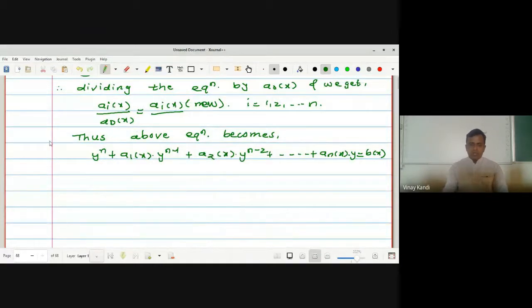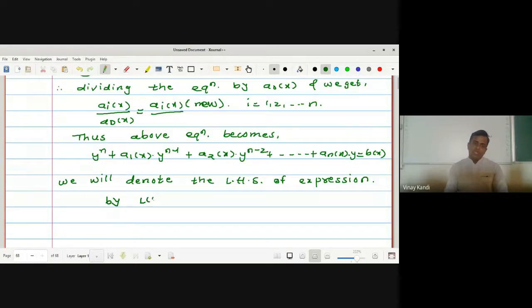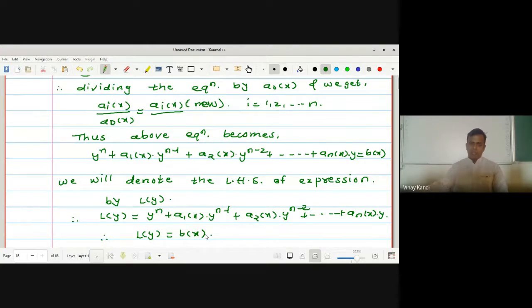Okay, we will denote the left side of the expression by L(y). Therefore, L(y) is nothing but y^(n) + a1(x) y^(n-1) + a2(x) y^(n-2) + and so on up to an(x) y. Therefore, L(y) is equal to what? b(x). Okay, any doubt up to here?